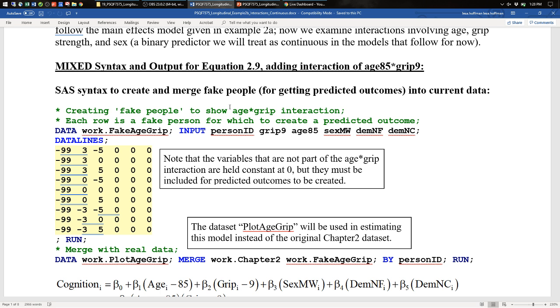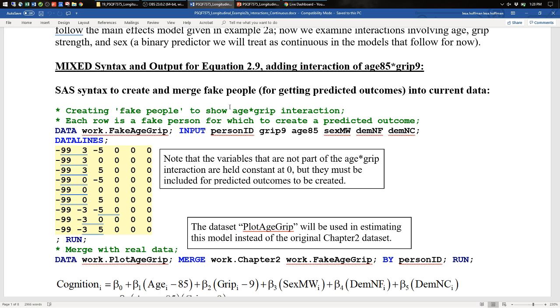So minus 99 is their fake ID number. I put that so that when I sort by ID, they're going to be at the top. And the first column is actually going to be grip strength, which is centered, and 3 is the standard deviation. So I put in 3 high people, 3 medium people, and 3 low people. And then for age, I put in low, medium, and high for each distinct level of that. And I'm going to add these fake cases who have 0 values on my other covariates that I'm holding constant to my data set. And I'm going to run the model on all my real cases and these fake ones.